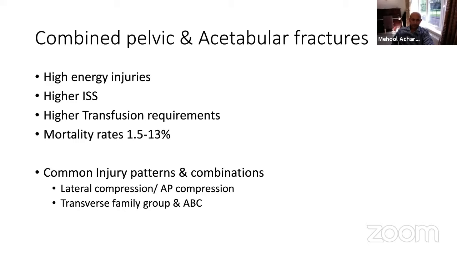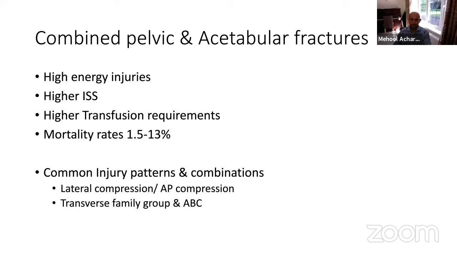There are specific pattern types that occur more commonly with the combined injury. If you're looking at the pelvic ring, the injury patterns that tend to occur more are the lateral compression type injuries and the AP compression, so the APCs and the lateral compressions. If we look at which acetabular fractures are associated with pelvic ring injuries, the transverse family group and the associated both column fractures are commonly associated with pelvic ring injuries.